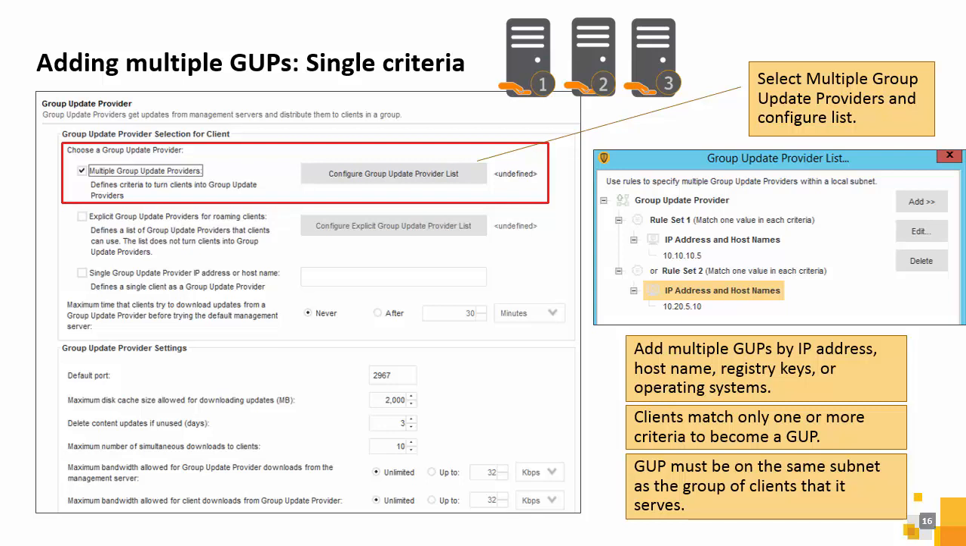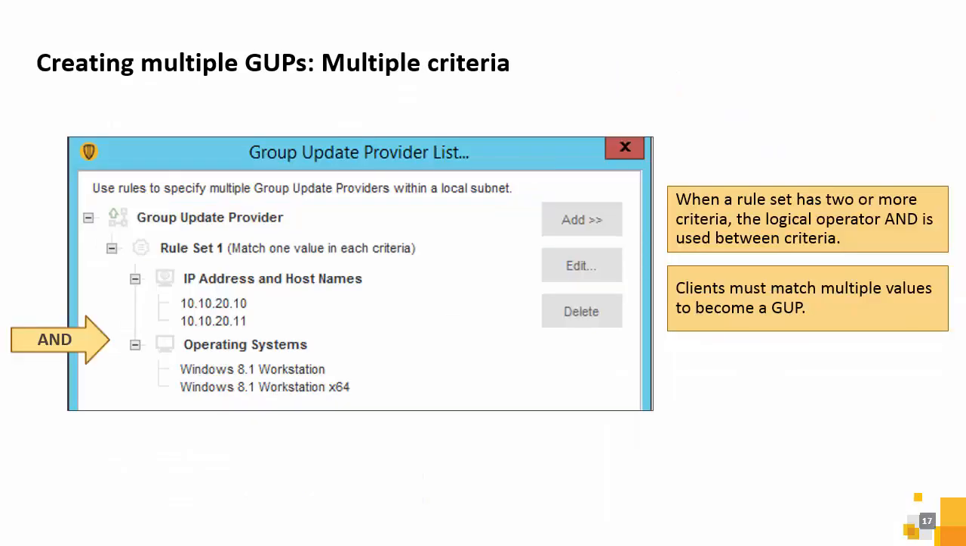For example, IP address 10.10.10.5. This slide shows that for a client to become a GUP, the client must match one value in each criteria in at least one of the rule sets. In this example, the client's IP address must be 10.10.20.10 or 10.10.20.11 and must be installed with Windows 8.1 Workstation or Windows 8.1 Workstation x64.